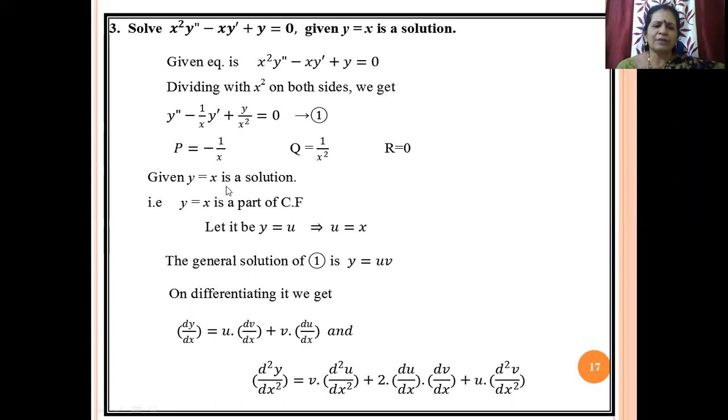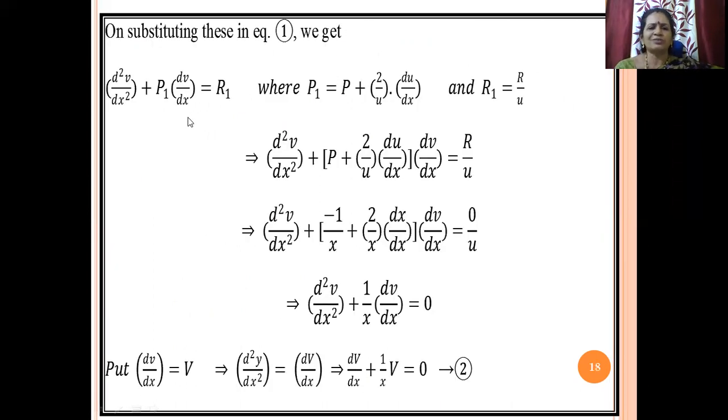Right? Now given y is equal to x is a solution, directly no need to find out the complementary function, and no need to satisfy all the four conditions. Any one of the four conditions, directly given complementary function y is equal to x is a part of the complementary function. So from that, u is equal to x, we got it. Now from that, the general solution of 1 is y is equal to uv, and differentiating it 2 times, we get dy by dx and d square y by dx square. Now substitute these values in our second degree equation.